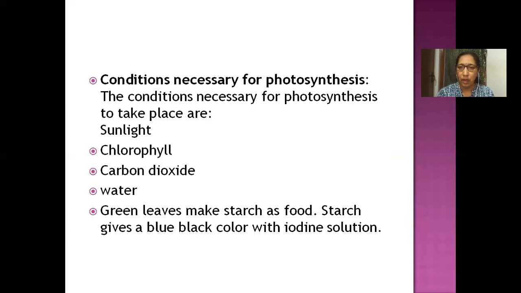Dear students, already we know the necessary conditions for photosynthesis, right? Now, just now we learned that the starch is the final product which is stored in the leaves of plants. But how can we know that the starch is synthesized there? This we can know with a simple test called iodine test. So this we deal with at the end of the topic.